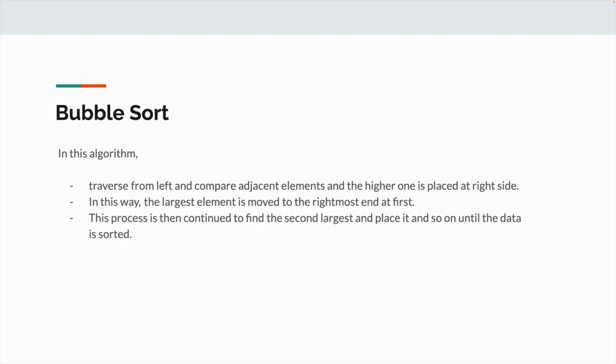Our first sort is a bubble sort. So I'm just going to read this really quickly. In this algorithm, you traverse from the left and compare adjacent elements, and the higher one is placed at the right side. In this way, the largest element is moved to the rightmost end at first. This process is then continued to find the second largest and place it, and so on until the data is sorted. So basically, you're going from left. If it's larger, you move it to the right. That's kind of it in simplest terms. It's a bit more complex than that, but we'll see more in the code itself.